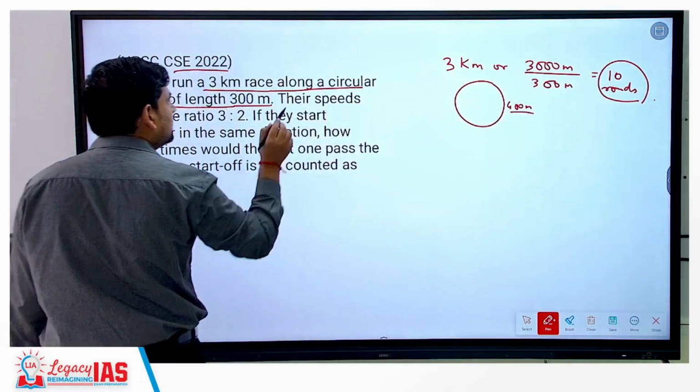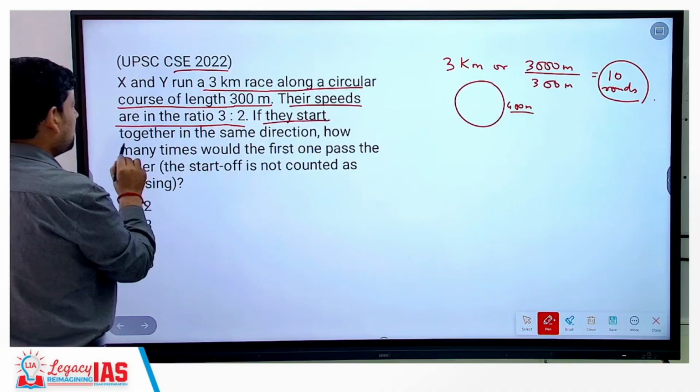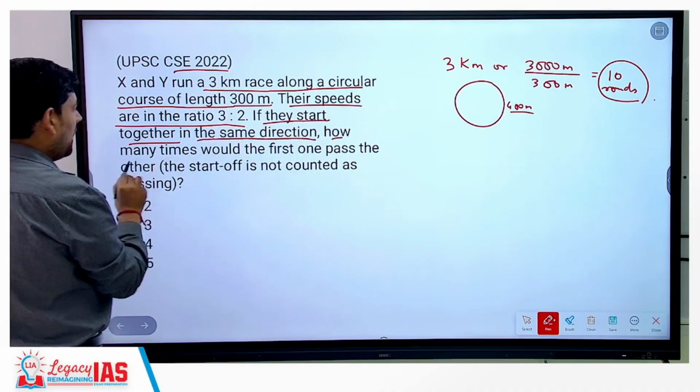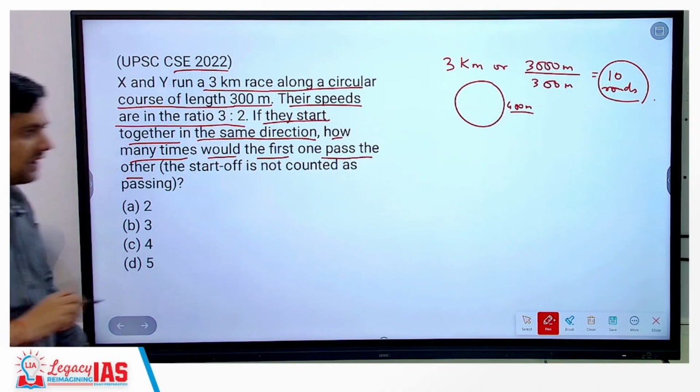Now next, their speeds are in the ratio 3:2. If they start together in the same direction, how many times would the first one pass the other? So their speeds are given.